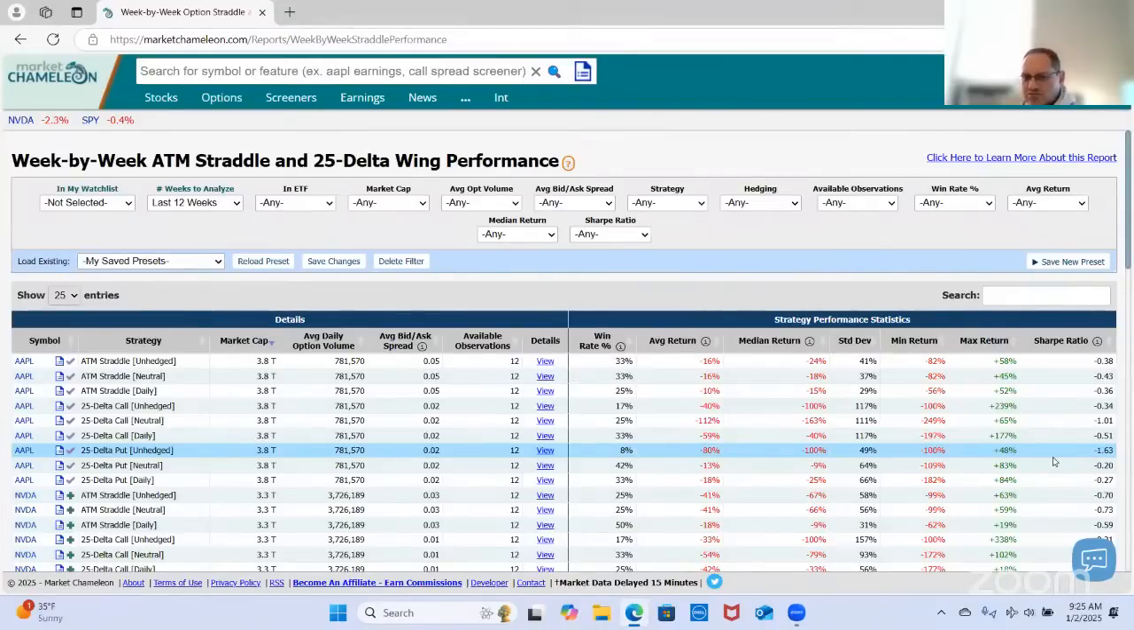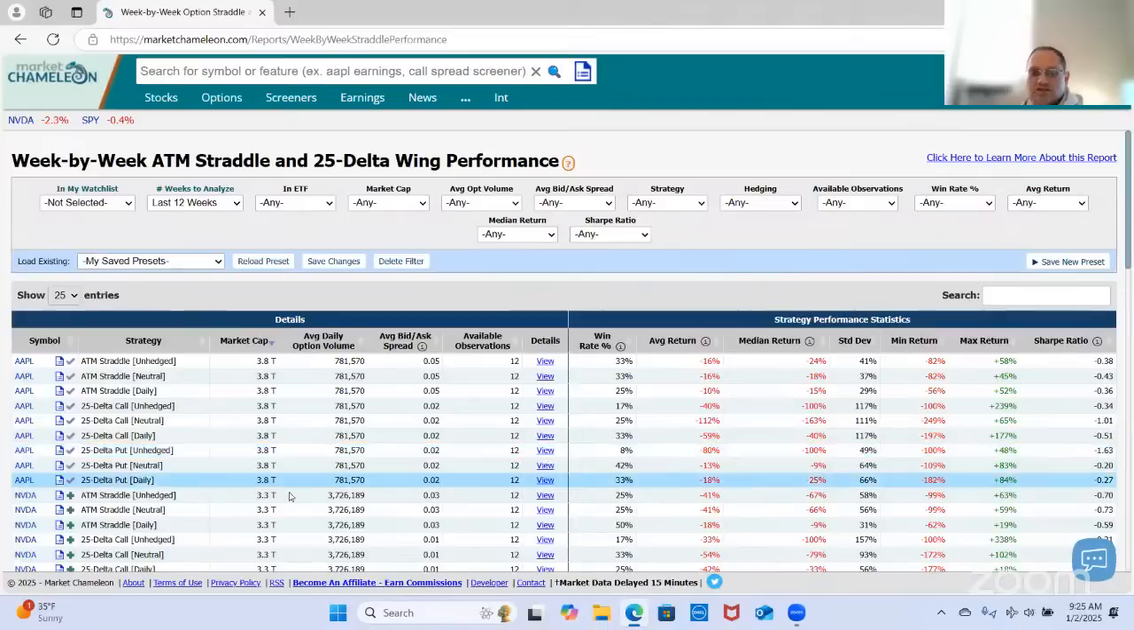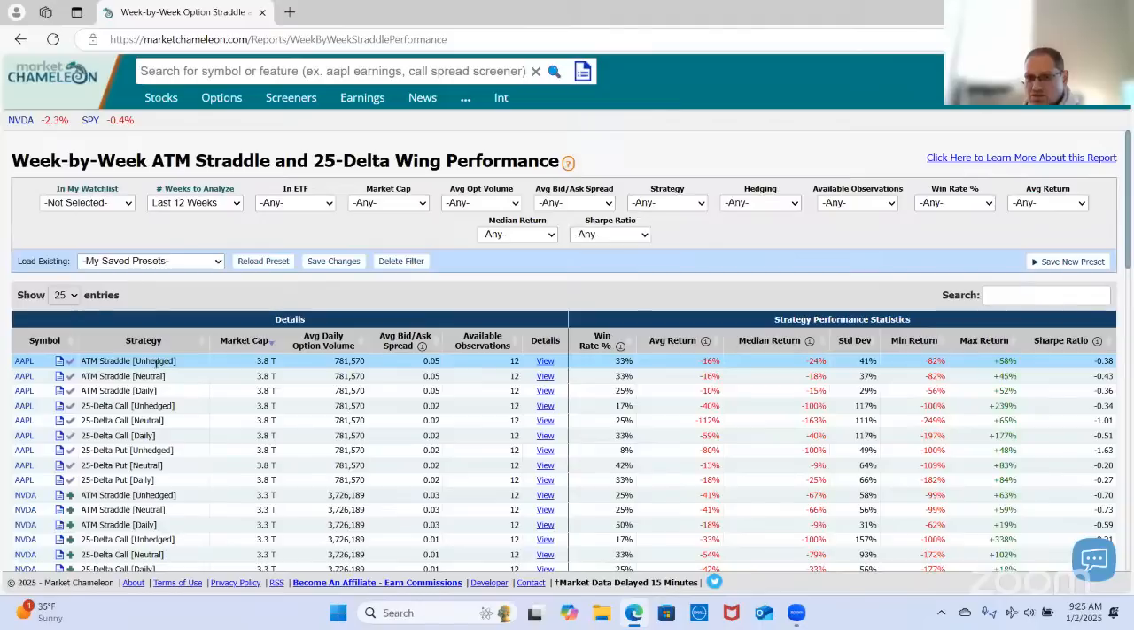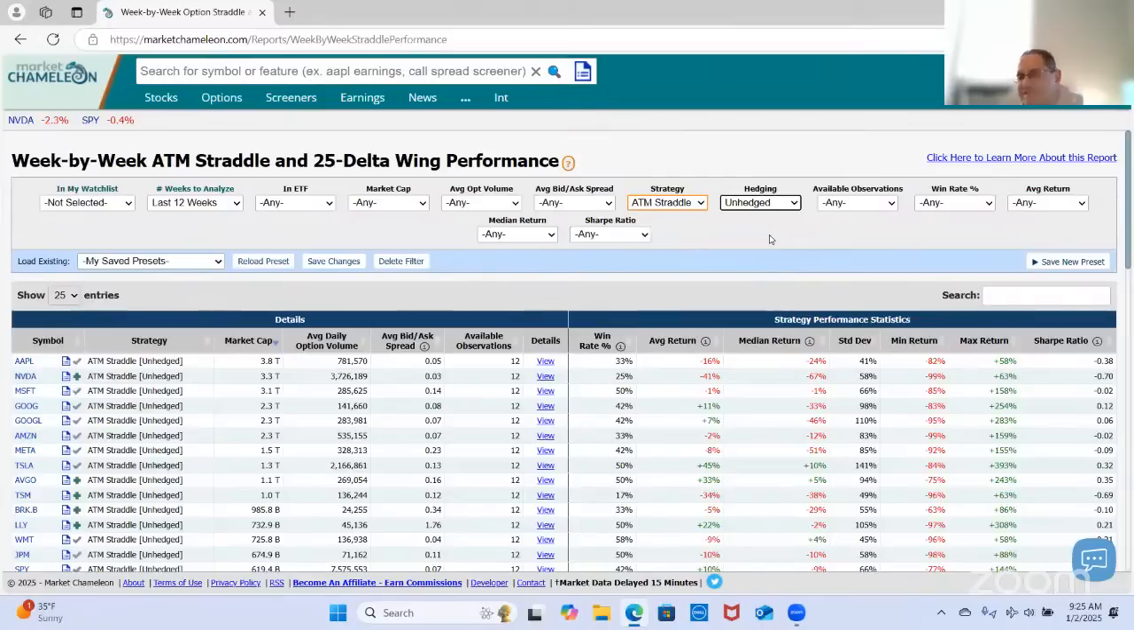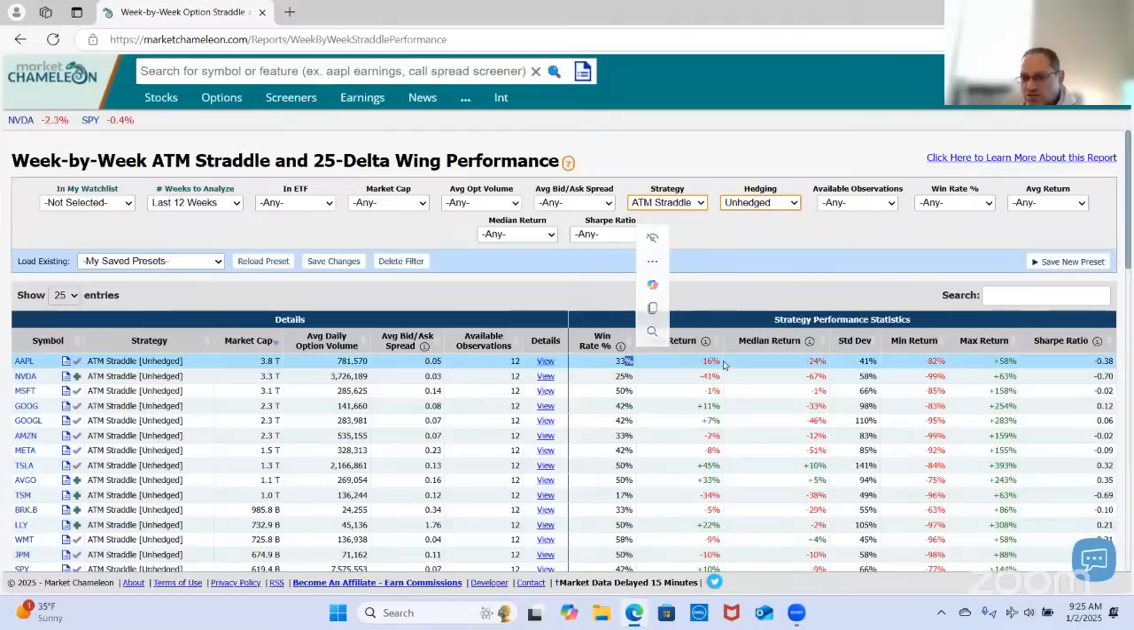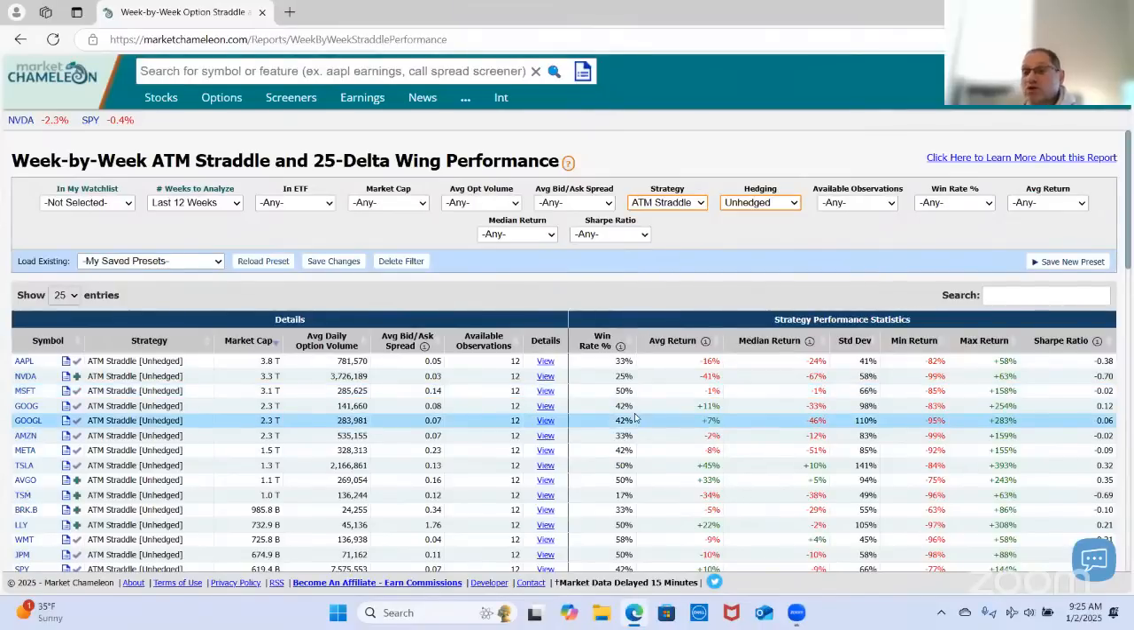Now, let's say we wanted to just isolate this one, the at the money straddle unhedged. Come over here under strategy. We could do at the money straddle, and the hedging would just say unhedged. And now, since we isolated just this one particular strategy, we could even compare how different stocks perform using this strategy, right? Where did a particular stock have more frequent wins? And were there any particular stocks that may have been positive or did better in performance than other ones?